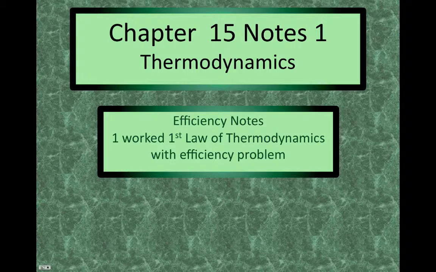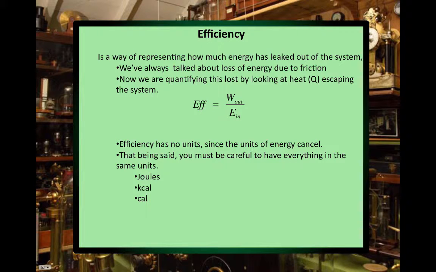This is Chapter 15, Notes 1 on Thermodynamics. These notes deal with efficiency, and there is one worked first law of thermodynamics with efficiency problem. Efficiency is simply a way of representing how much energy has leaked out of the system. We've always talked about loss of energy due to friction. Now we're just quantifying this loss by looking at the heat escaping from the system.